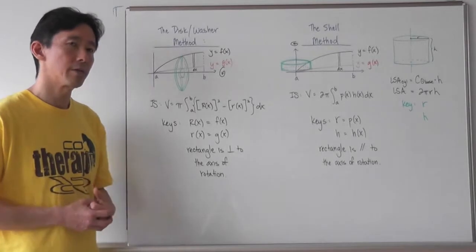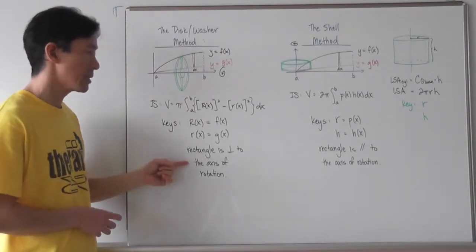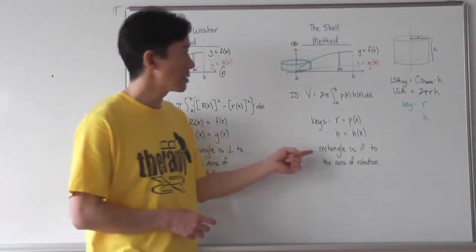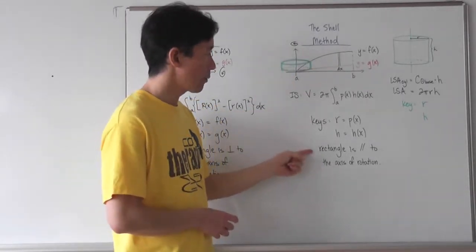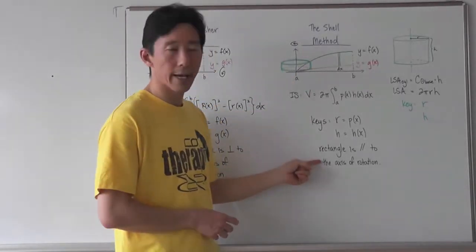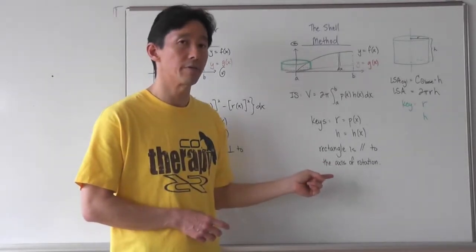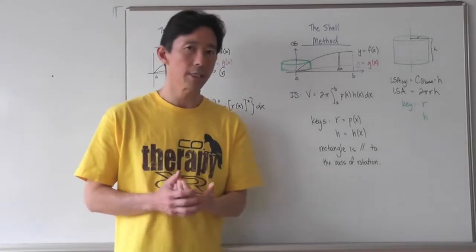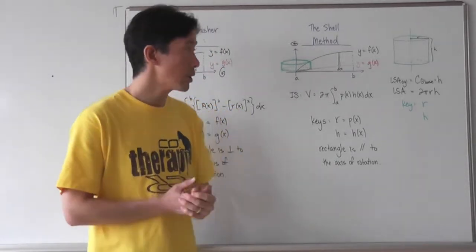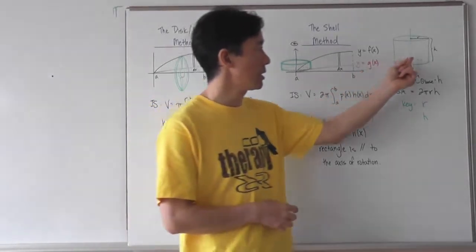The reason why we need to pay particular attention to this is because when we deal with the shell method, which is our new method, the rectangle is parallel to the axis of rotation, which is going to be very different. Now, when we talk about the shell method, what exactly is a shell? Well, what they're referring to is a cylindrical shell.